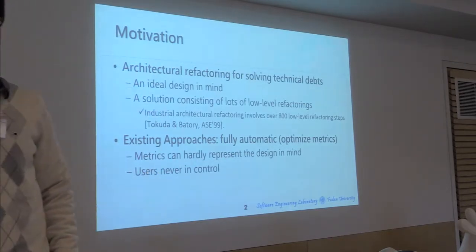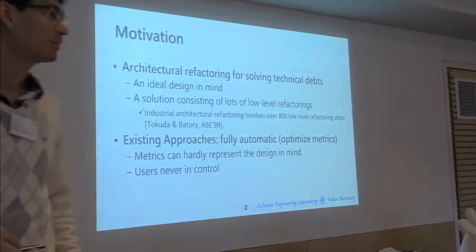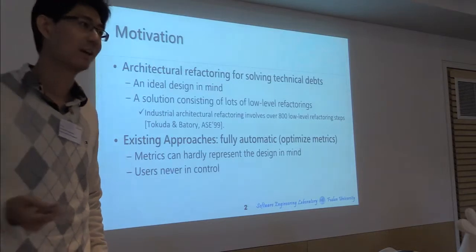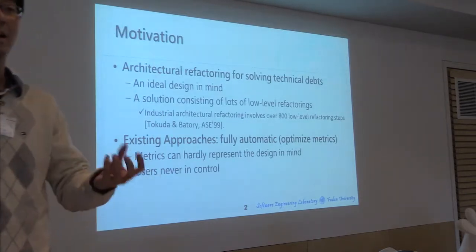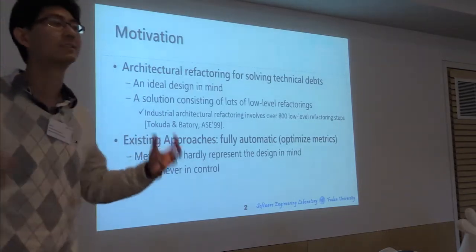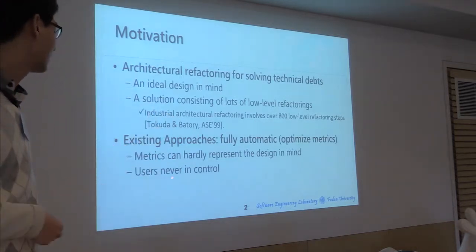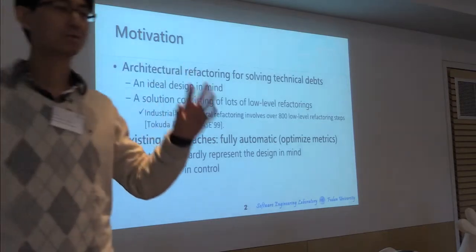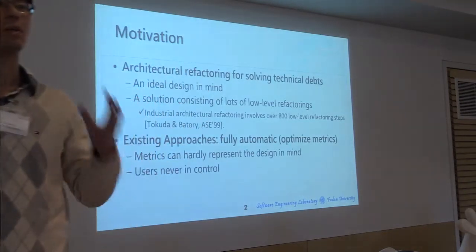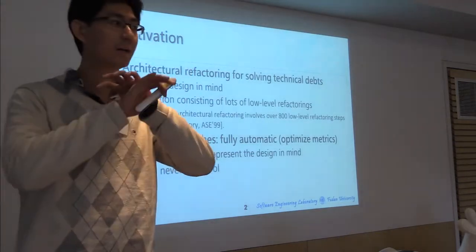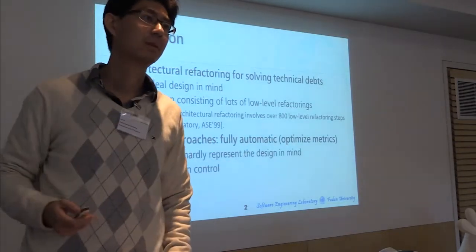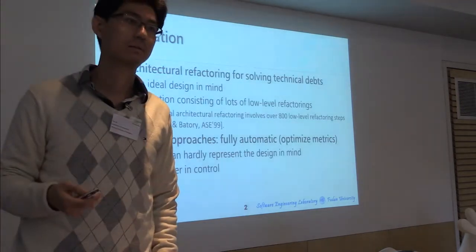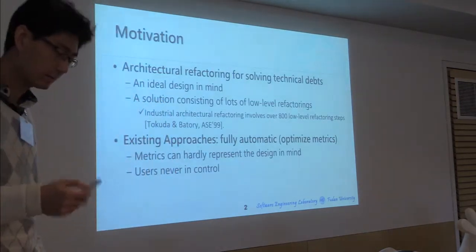However, the problem is twofold. The first is that metrics can hardly represent the design in the mind, just like statistical metrics are very hard to use to really represent the design we need. And the second is that the users are never in control. The approach recommends a sequence of refactoring steps, and the user cannot control the process of applying this large number of steps. Therefore, they do not have confidence in the final refactoring results. Thus, they will not use it.